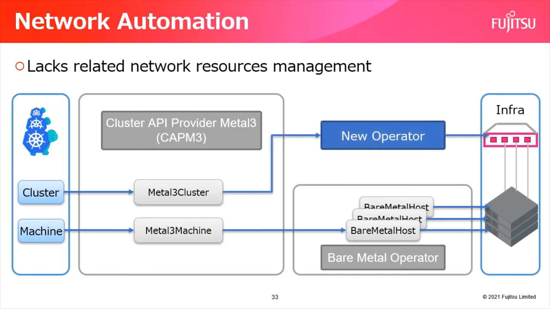So we at Fujitsu are currently trying to add a new operator into the MetaCube community. This new operator aims to manage the network devices adjacent to a bare metal server. The operator should understand the network configuration set by the user, then find out which device the bare metal host is connected to and configure that device correctly, so that we would not need to do the network configuration manually. We just write the needed configuration in some new Kubernetes objects and tell the MetaCube machine that it needs to apply such configuration.